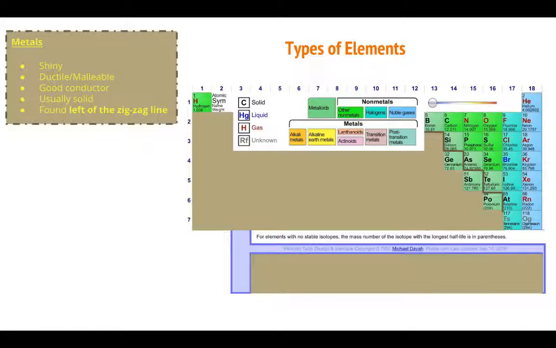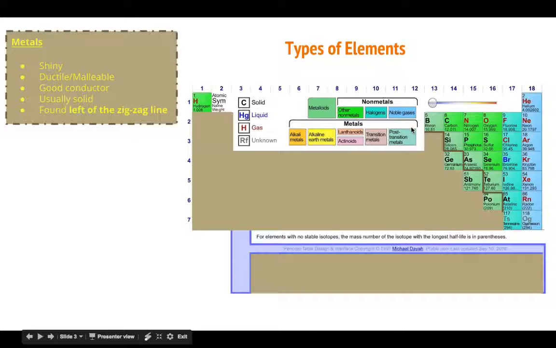There are 3 main types of elements. We have the metals, which take up like 80% of the whole periodic table, this whole area here. The metals are shiny, they're ductile and malleable, they're good conductors of heat and electricity, they're often solids during room temperature, and they're found on the left side of this zigzag line.